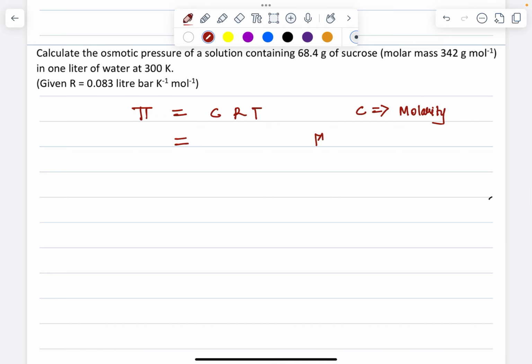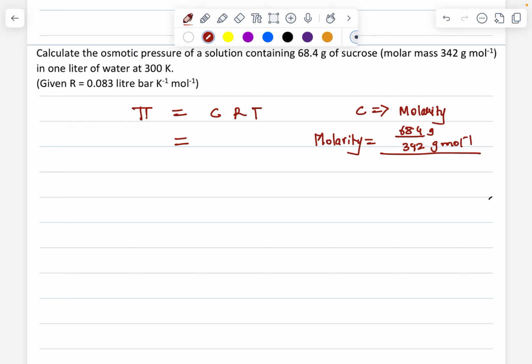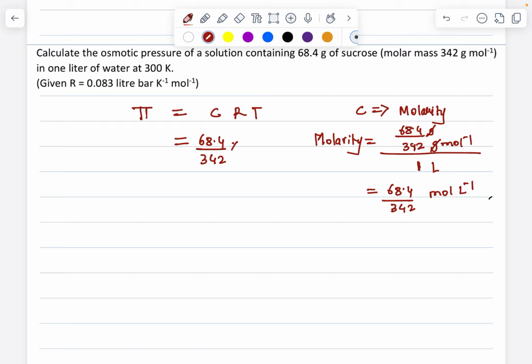Molarity, that is C, is number of moles of solute upon volume of solution in liter. So first we'll find the number of moles in the numerator, that is 68.4, the given weight, upon molar mass, which is 342 grams per mole. This tells you the number of moles, and the volume of the solution is 1 liter, directly given. Gram and gram will get cancelled, and this will go in the numerator. So finally it becomes 68.4 divided by 342. I'll write this as moles per liter. 68.4 divided by 342 moles per liter, times 0.083, and temperature is 300 Kelvin.